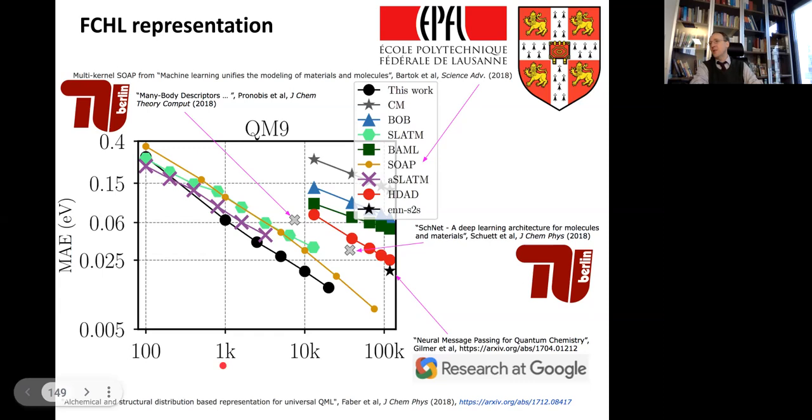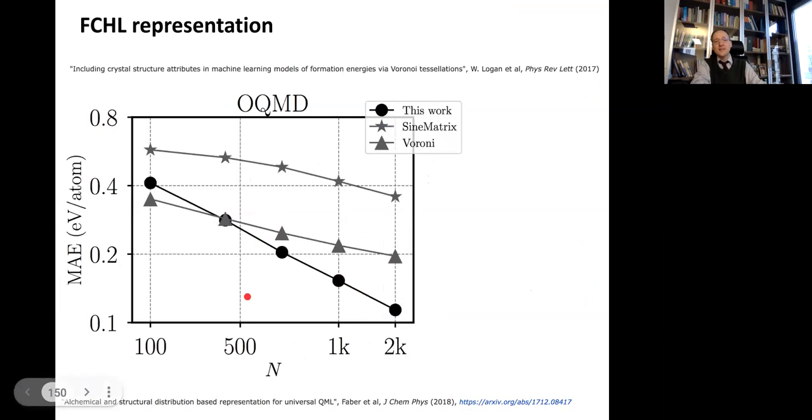So remember that in the original BAML, right, with this Coulomb matrix here, to reach something like 10 kcal per mole, you needed 6,000 molecules. And this was a smaller training, a smaller chemical space, right? So this is certainly a lot of exciting progress that has been made.